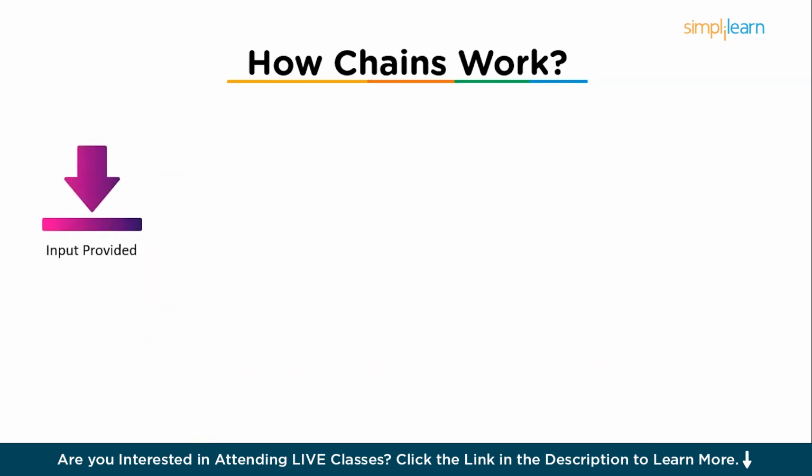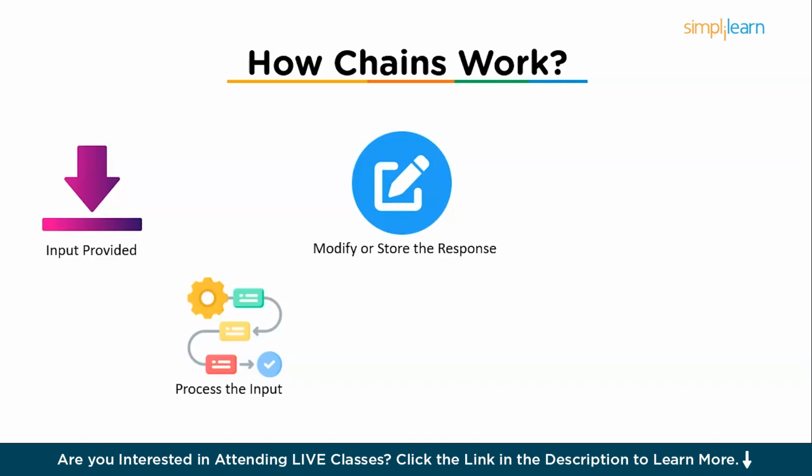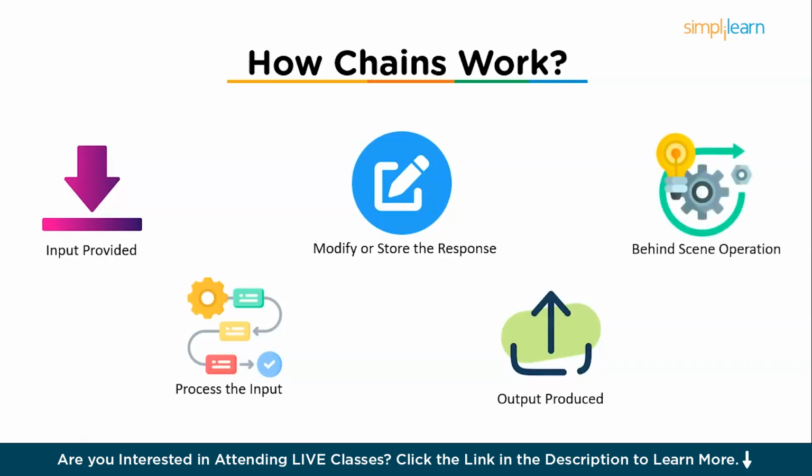The first step is that input is provided. You start by giving an input to the chain. Then we have processing the input. The input passes to the first step in the chain, which could be a language model or a tool that generates a response based on that input. Then we modify or store the response. The response from the first step is passed to the next step, which could involve storing that response in memory, modifying it, or performing another action like data processing. Then the output is produced. The final step processes everything and outputs the result, whether it's an answer, action, or another response. Then we have the behind-the-scenes operation. The chain handles all of these steps automatically, so you don't have to worry about each individual operation, letting you focus on the higher-level task. Think of it like an assembly line where all the raw materials, that is the inputs, are processed at different stages to create the final product, that is the output. Now let's see everything in action.